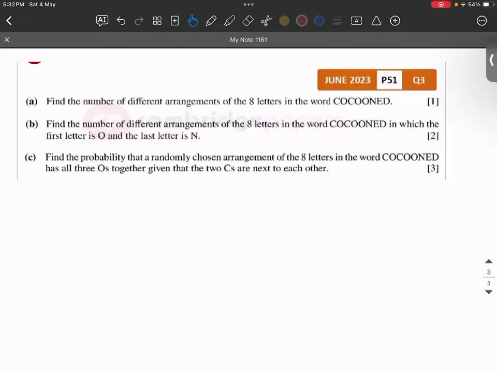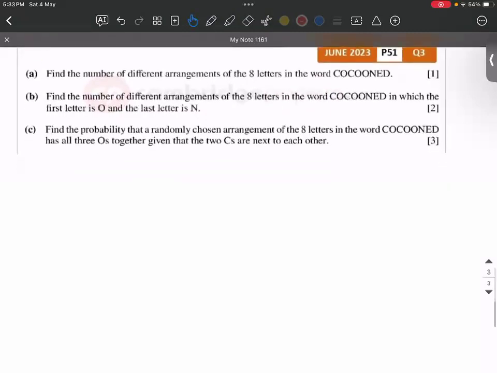So here, especially I would like to discuss this C part of this question. So what is our question? Find the probability that a randomly chosen arrangement of the 8 letters in the word has all 3 O's together, given that the 2 C's are next to each other. So the key word we need to be very careful about is this "given that".